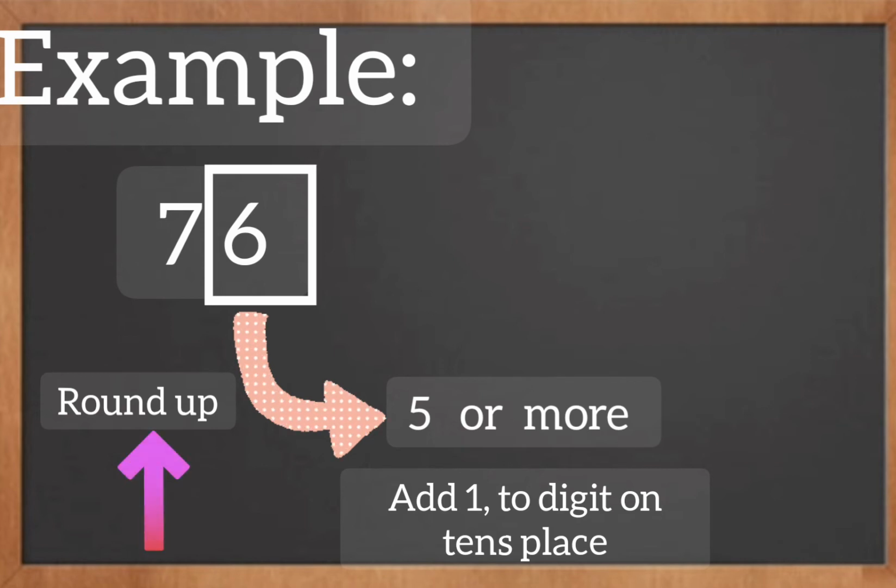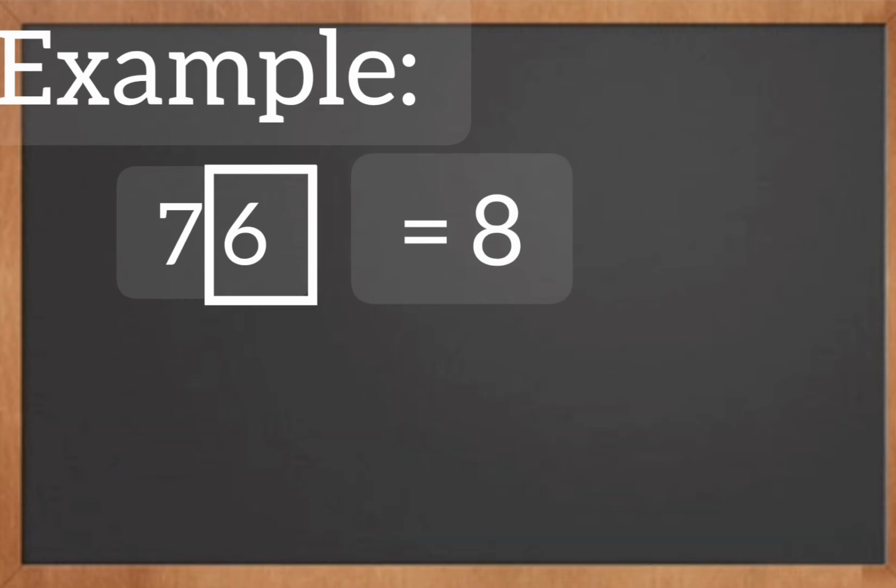In this case, the number in the box is 6. So we can see that 6 is more than 5. So that means we are going to round up. Round up is to add 1 digit to the tens place. So that means we are going to add 1 to 7. So the 7 will turn out to be 8. But that is not our answer yet. So we still need to do one more step.